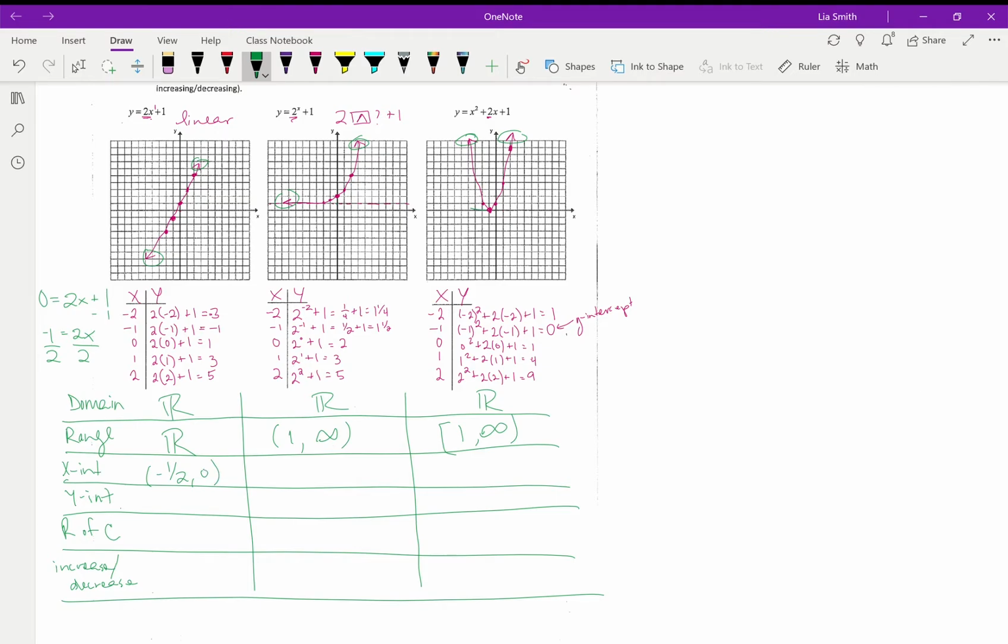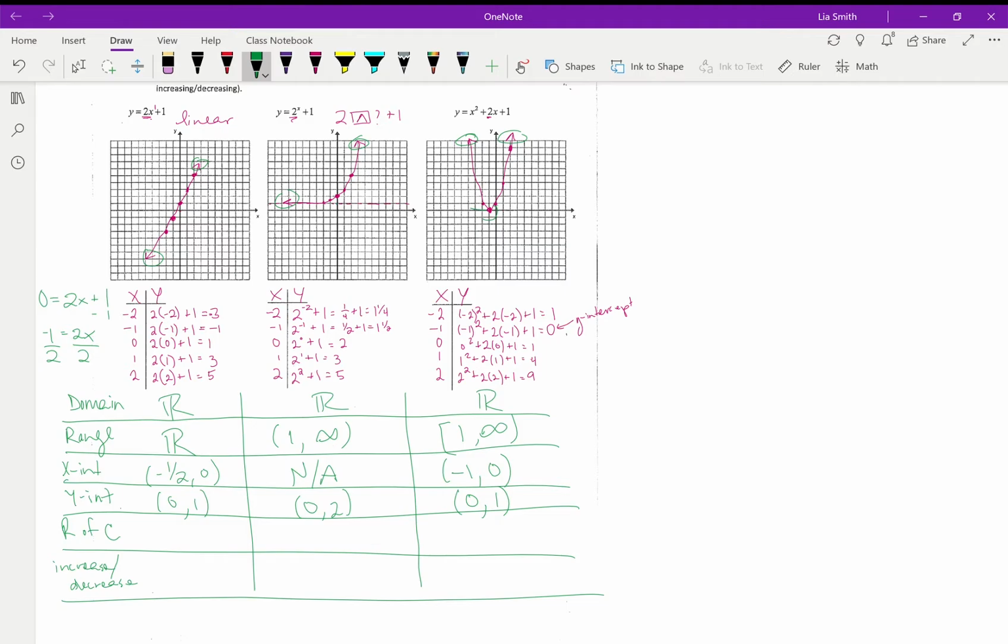Over here, there is none. It will never touch. And then here, there's only 1 point. And we actually already found it over here. It's negative 1, 0. Your y-intercepts are positive 1, positive 2, and here also positive 1.